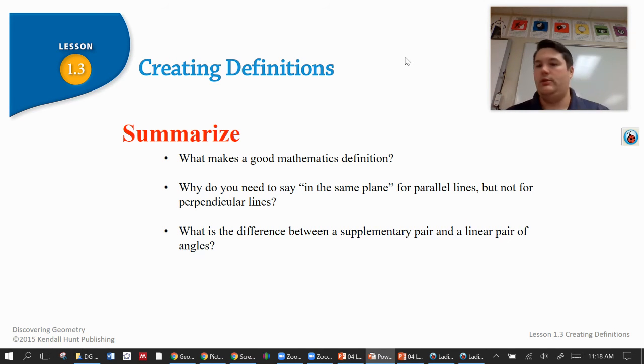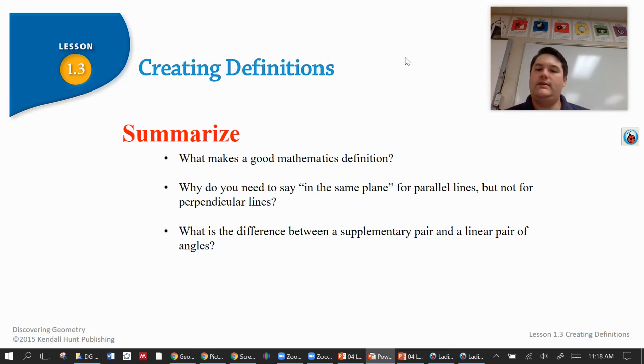What makes a good definition? The two things we talked about: it has to classify the thing, and it has to differentiate it from everything like it. The general format of a definition that we're going to have is: a whatever is a blank, that blank. All right, that's kind of the idea.